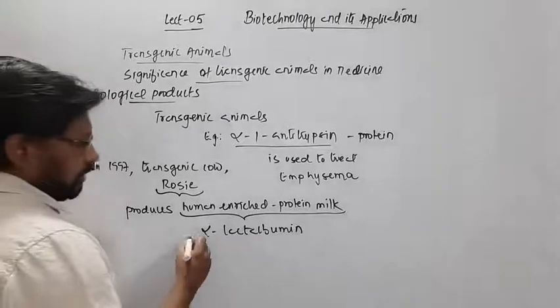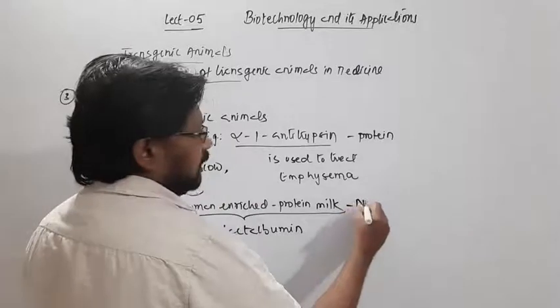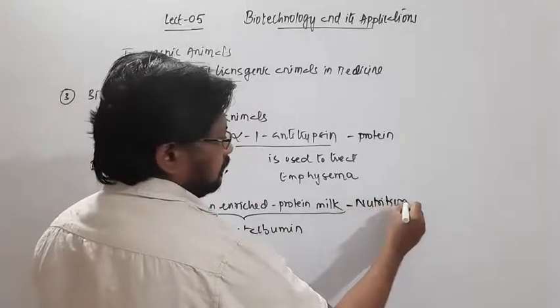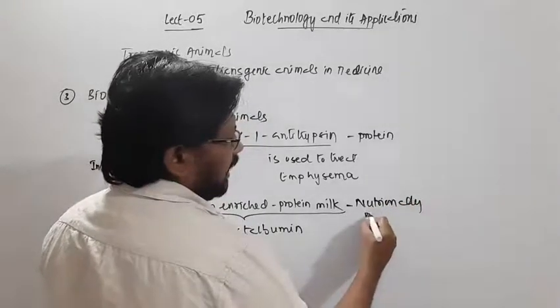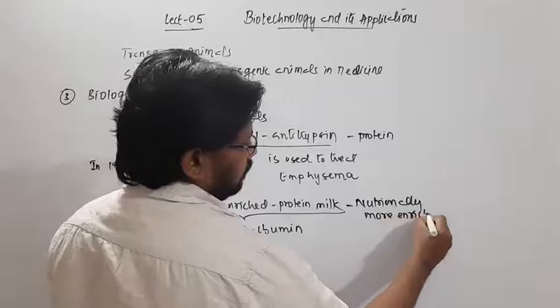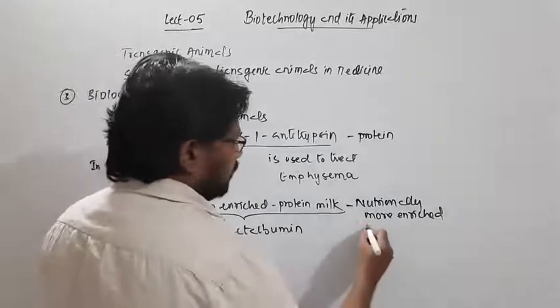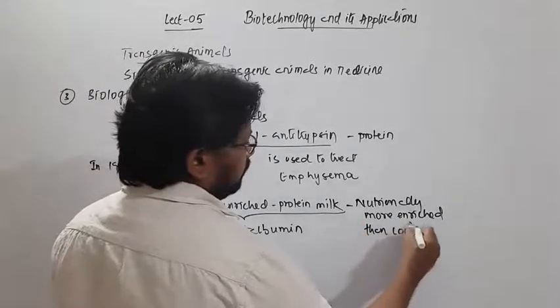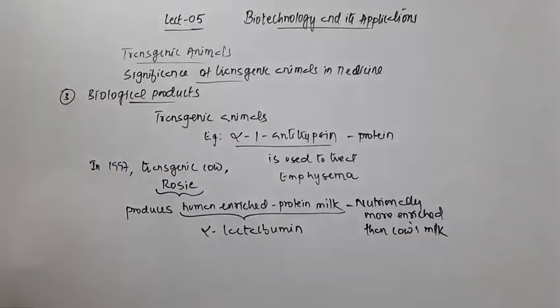So this human protein enriched milk is nutritionally more enriched than cow's milk. This is how we are using transgenic animals to produce different biological products.